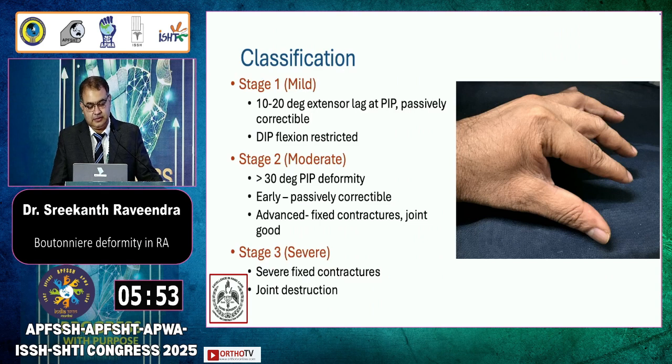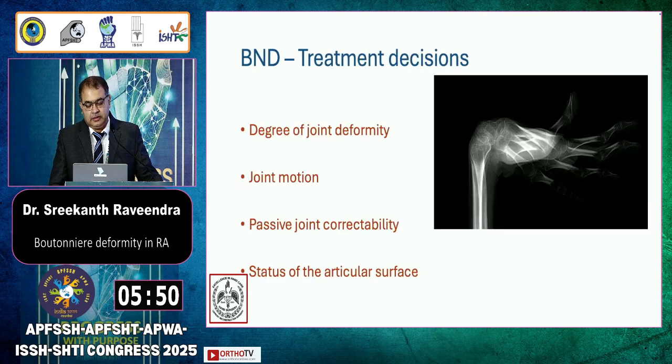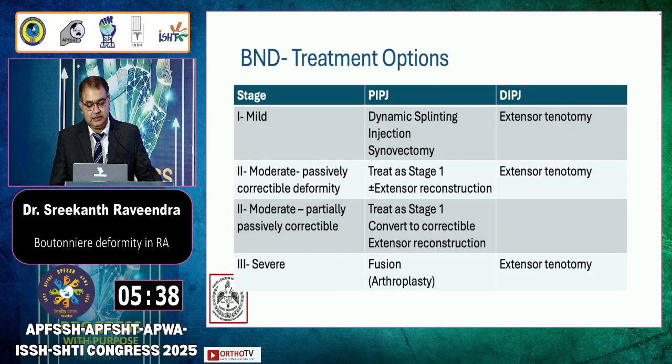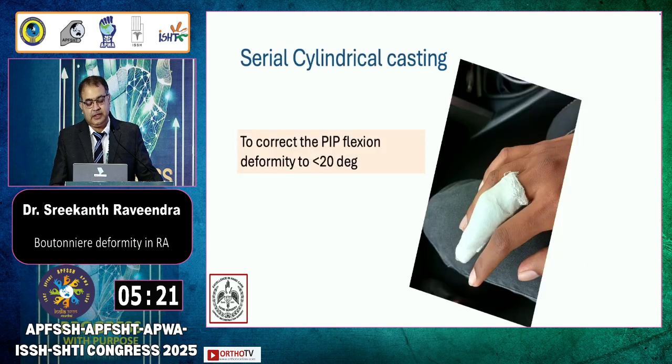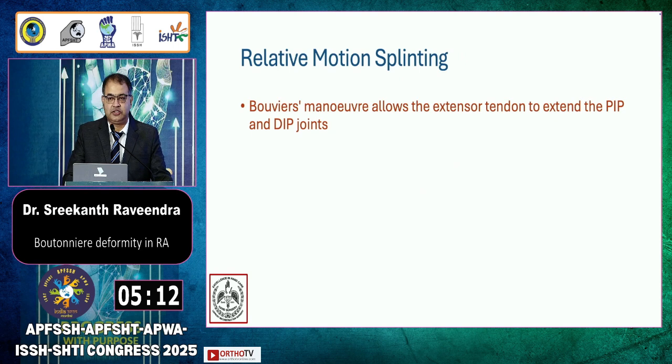And the classifications, and these are the methods I will talk to you about one by one. So the treatment decisions depend upon the degree of the joint deformity, adjacent joints also, joint motion, passive joint correctability, and status of the articular cartilage. And this is our algorithm. In a simple, early one, we can treat with a PIP extension splint and encourage active DIP flexion in the splint to avoid contracture of the so-called oblique retinacular ligament. In some other cases, if it's slightly difficult and less than 20 degrees, we can use a serial wedge casting technique.